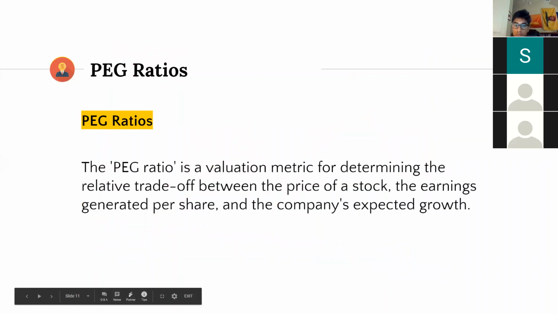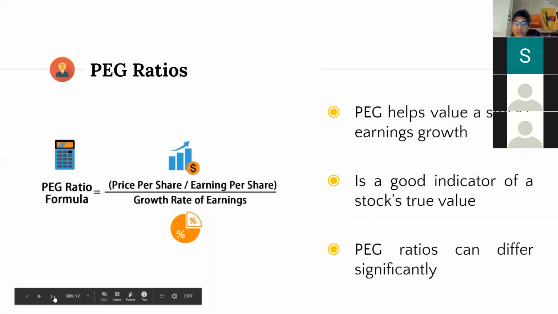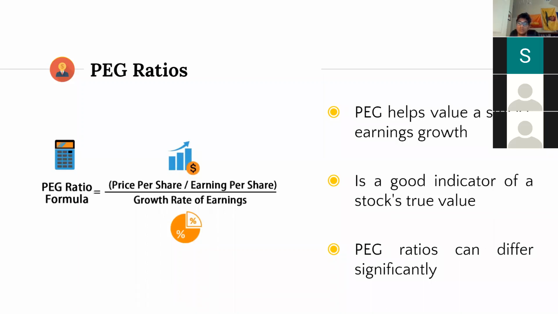Yeah, so the PEG ratio is basically a valuation metric for determining the relative trade-off between the price of a stock, the earnings generated per share, and the company's expected growth. So this can be calculated by dividing the price to earning ratio by the earnings growth rate.